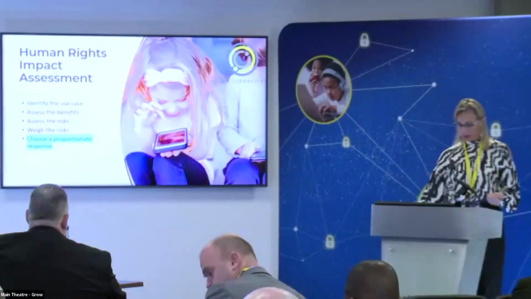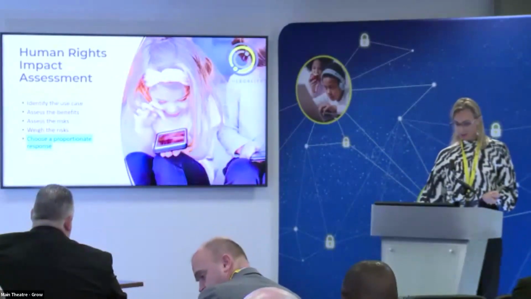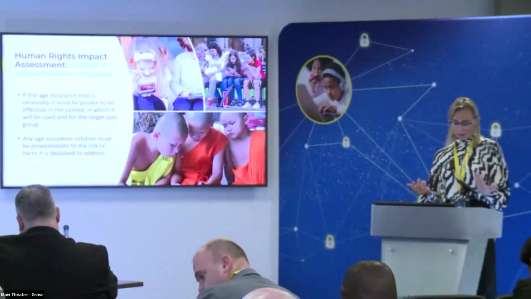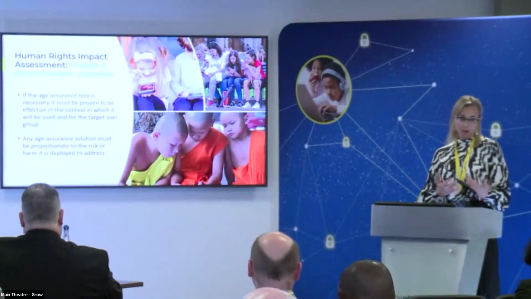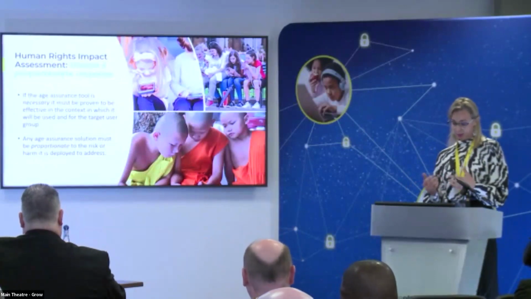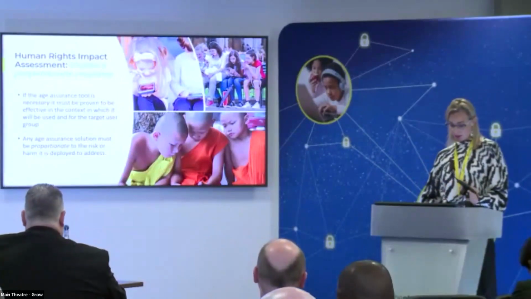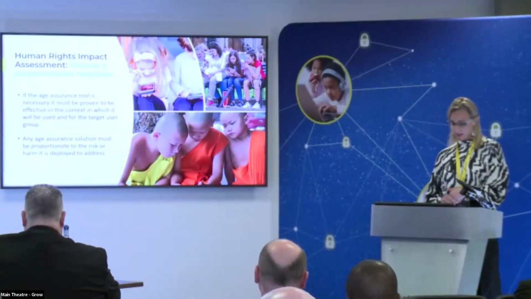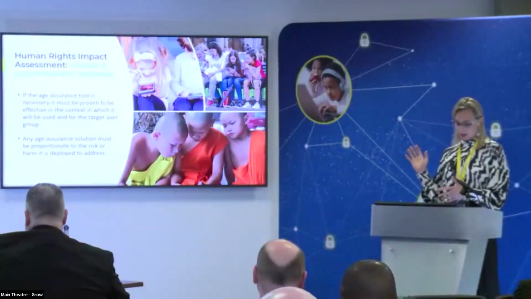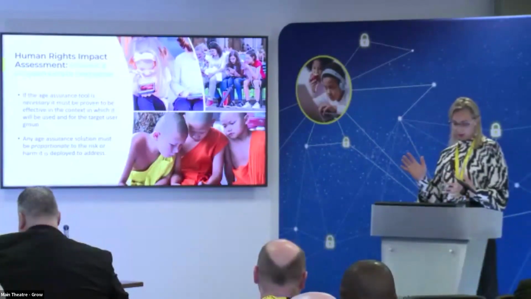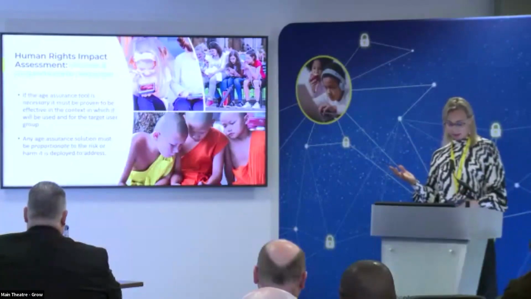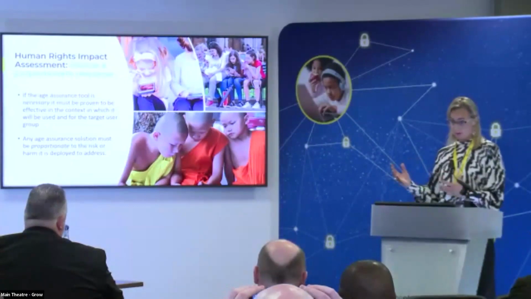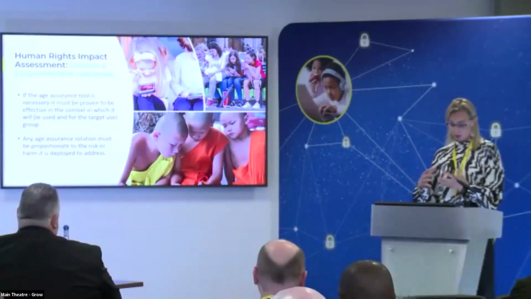And then we have to choose a proportionate response. So if the age assurance tool is necessary, this means it must be proven to be effective for the harm that you're trying to address. And it must be proportionate to the risk or harm it's deployed to address. So you need to come back to the use case. What's the harm you're trying to mitigate with age assurance? And these three images are of children in very different circumstances with different ages who are exposed to different risks. Which of these risks are you trying to address? Are you trying to address all of them at once or specific risks here? And how will your age assurance tool do that?